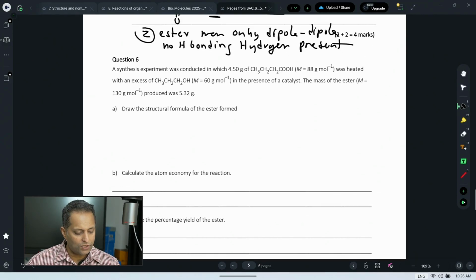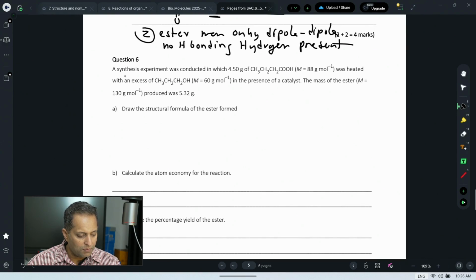Good morning, all. We are going to start a new question, new day, new question. We'll have two more questions to do, then we will start a new SAC, right? Question 6. Have a look at question 6. It's a pretty straightforward question, I think.